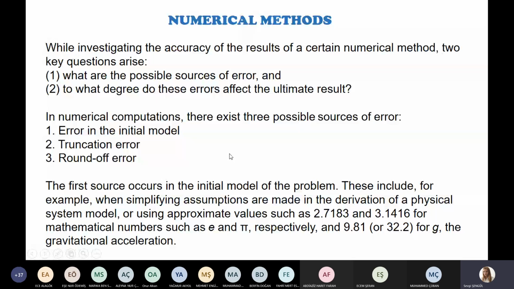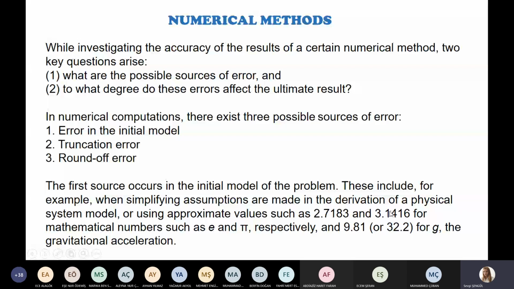So the first error is error in the initial model. The second one is truncation error, and then round-off error. These are very common errors you can come across. Error in the initial model is when you assume, for example, a value of pi or e, or the gravitational constant, instead of the real one. If you say, okay, I will take pi as 3.14, this is an error in the initial model. You are not taking the whole decimal part, just two decimal places. So this is an error.